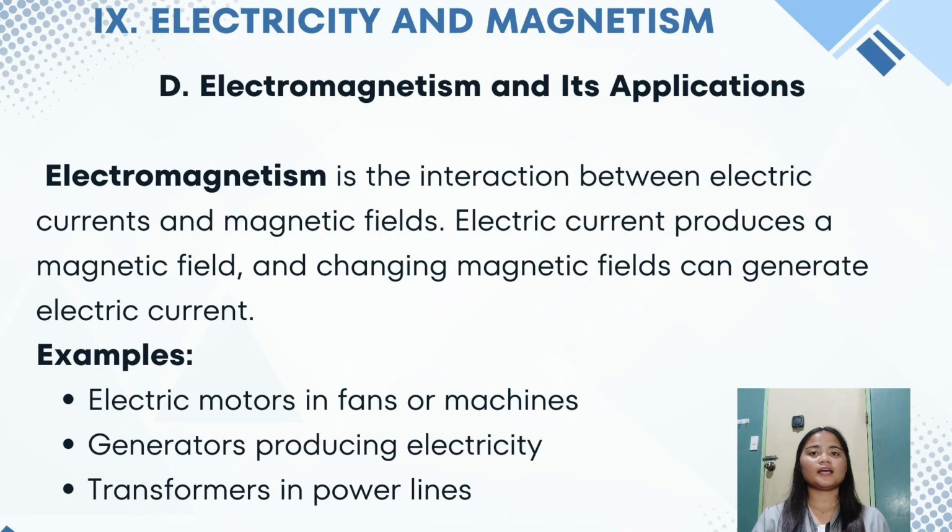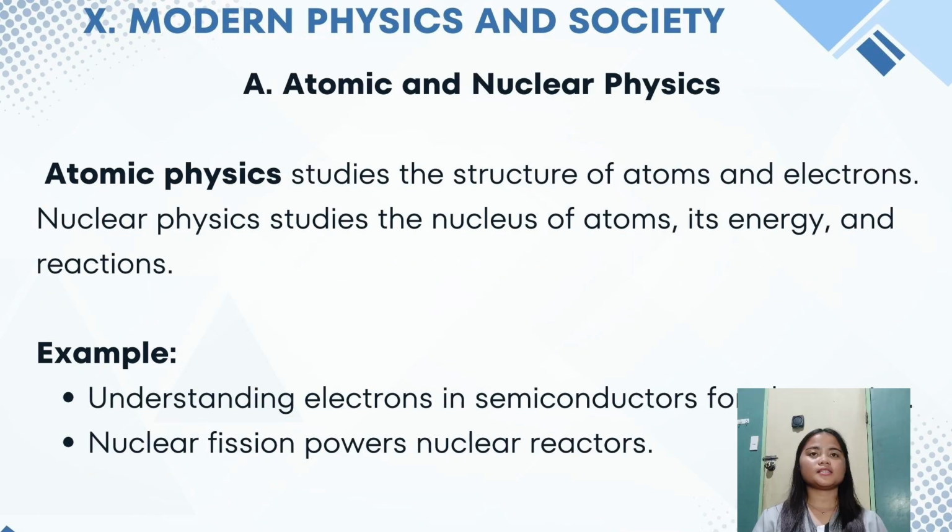Next is electromagnetism. Electromagnetism is the interaction between electric currents and magnetic fields. So electric current produces a magnetic field, and changing magnetic fields can generate electric current. Next is modern physics and society.